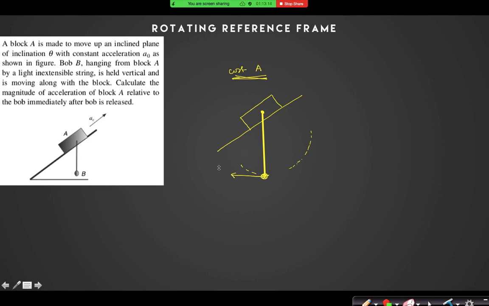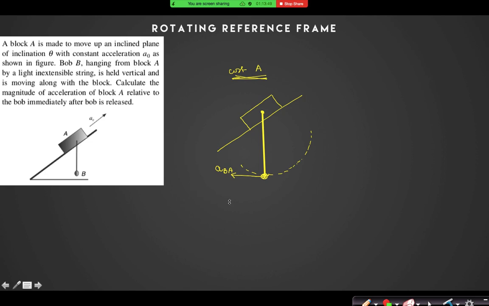So can I say that with respect to A, the ball B will always move along a circle, and with respect to A, it does not have any speed initially, because both of them were moving with the same speed and the same acceleration earlier. And as I have just released it, the question is asking about the acceleration. So with respect to A, the ball will move in a circle with only the tangential acceleration. Right?